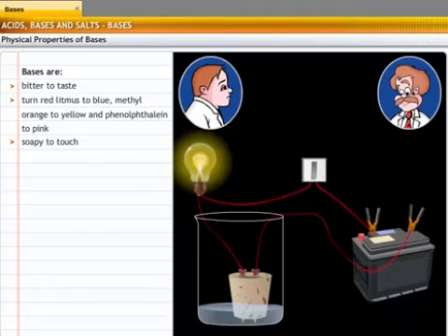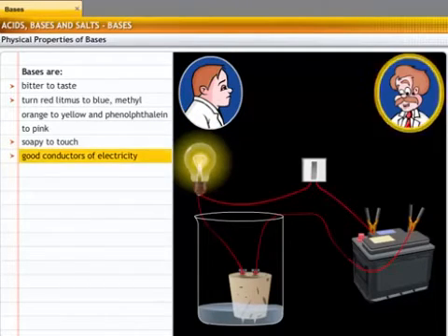What is this? Bases are good conductors of electricity in aqueous solution. In aqueous solution, they release ions which conduct electricity. To prove this, let's perform a small experiment.